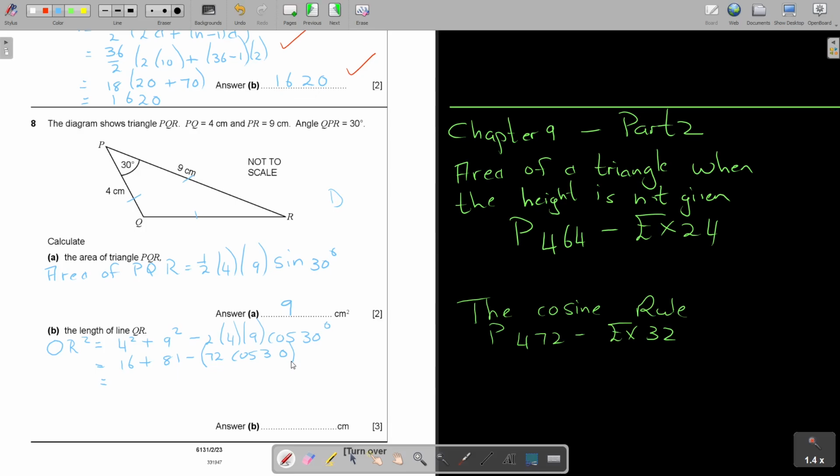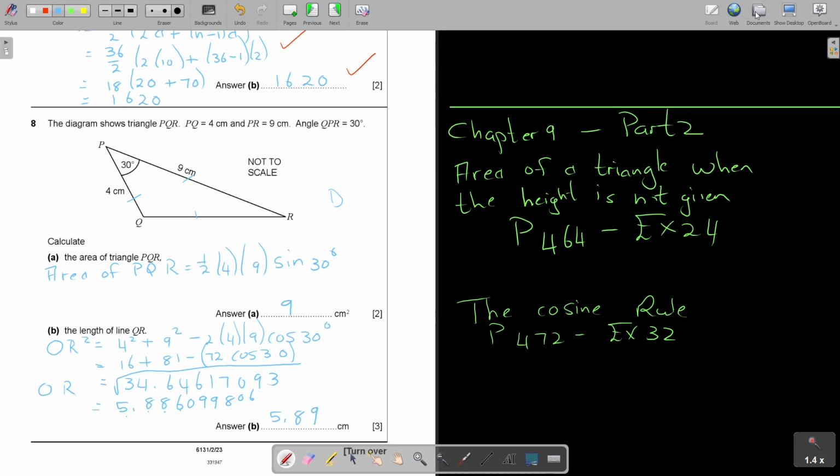And my calculator is saying 34.6461709... And then what I do is I take the square root to get rid of that square. And it's 5.8860998... And then if I round to 3 significant figures, it's 5.89. And that's how I do it.